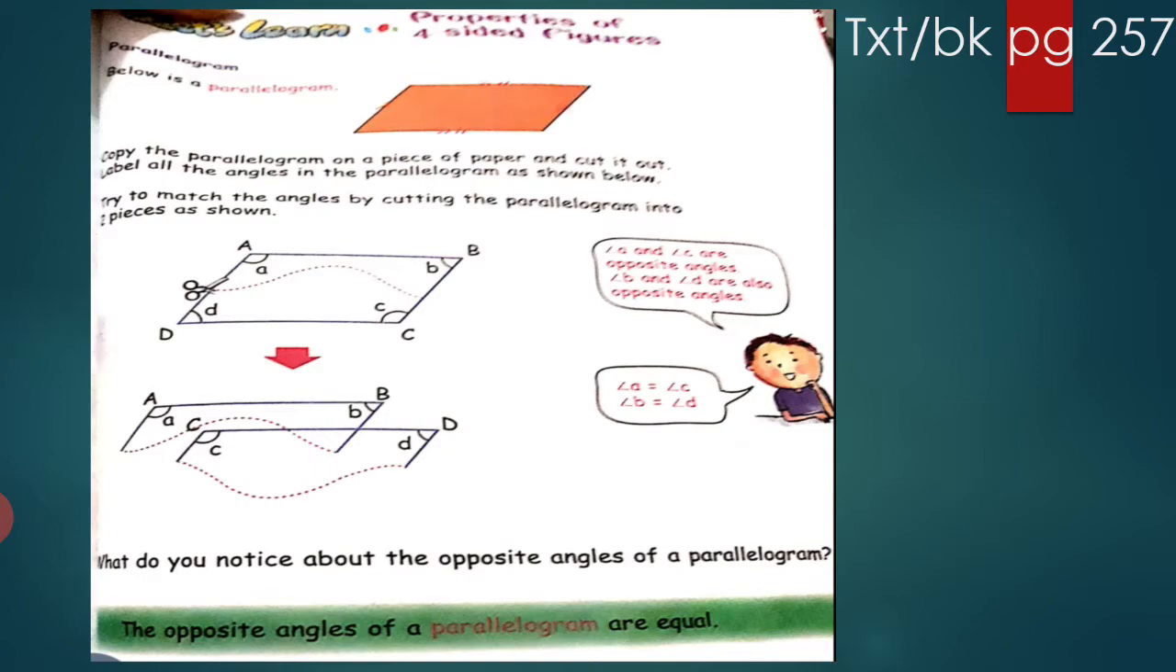So at the end, you will conclude that opposite angles of a parallelogram are equal, as angle A and angle C are opposite angles. Similarly, angle B and angle D are also opposite, so they are always equal in measurement.